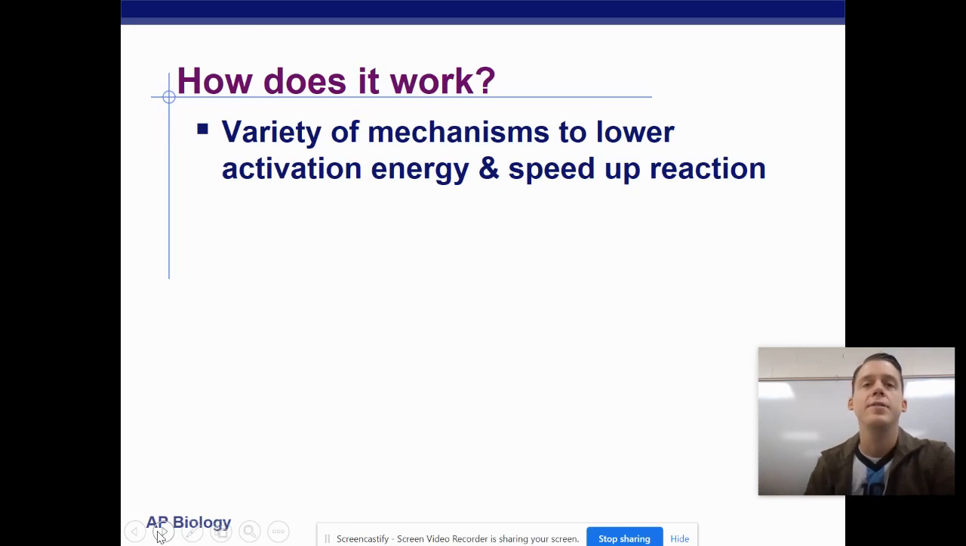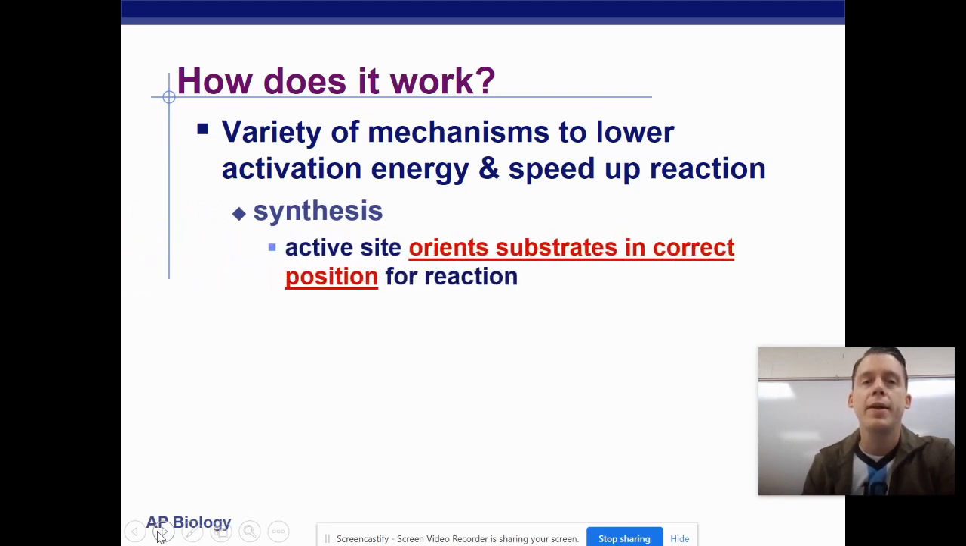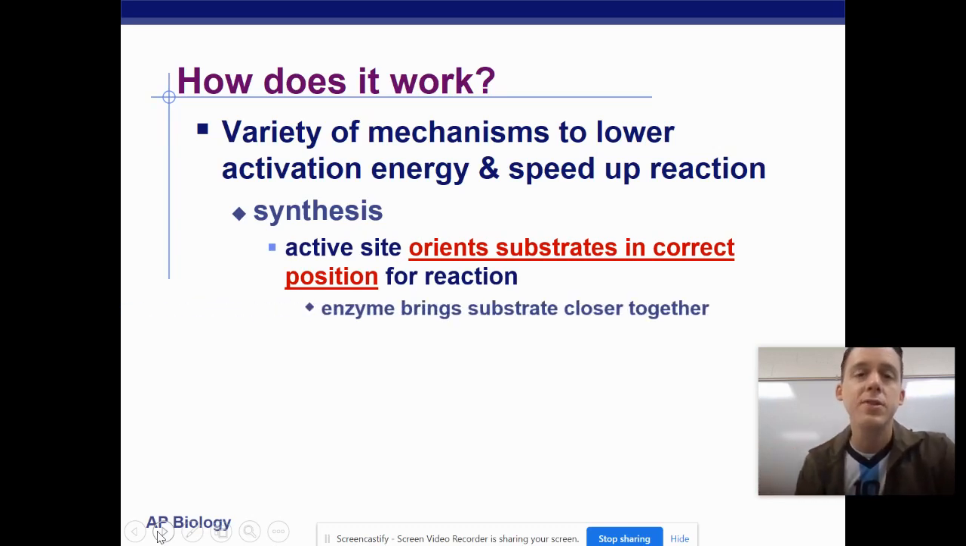Okay, so how do enzymes work? I mean, how do they actually, when it says they lower activation energy, what does that mean? Well, if we're talking about a synthesis reaction, basically that means we have to get the things in the right position in order for them to bond, right? Glucose and fructose have a certain way that they bond. So something that makes sucrose is going to orient those two molecules in the correct position. So the enzyme is going to bring the substrate closer together and in the right orientation.